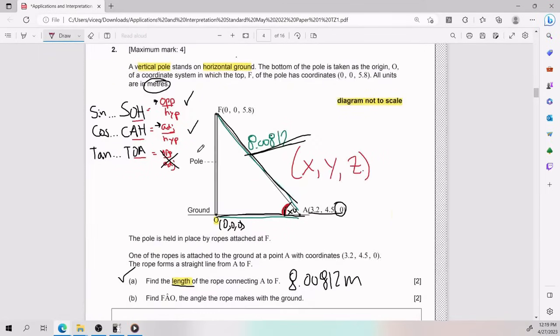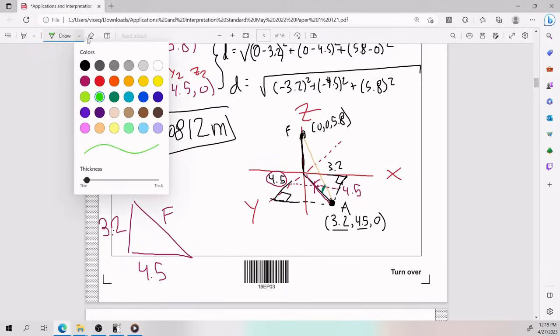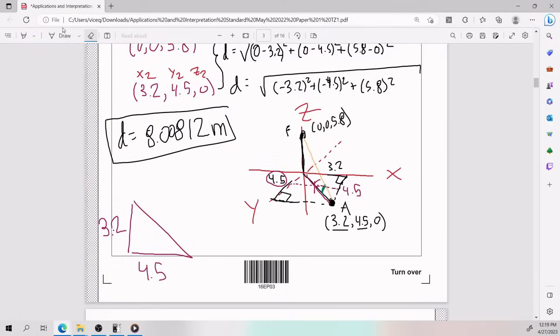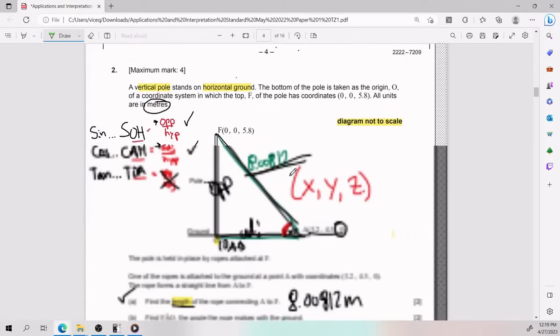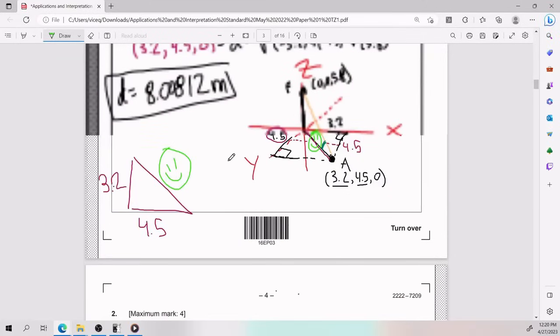Actually, I should not call it F because F is the point up there. I'm going to call this smiley face. So smiley face is the same as this point over there, which is the same as this side over here. All of those are smiley face. So how can I find smiley face?